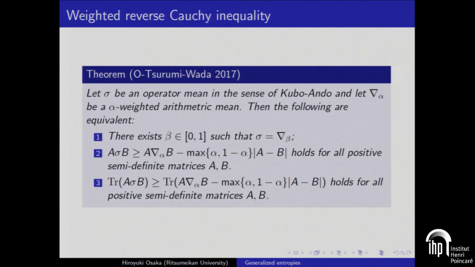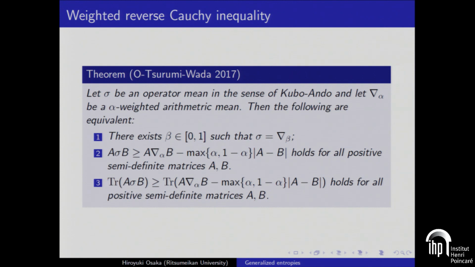But we explained, we cleared up the situation like this one. Tsurumi is my student, and he stayed at IHP for maybe 3 months until the end of December, middle of December. So you may ask him about this theorem if you are interested. Wada is a professor, and when alpha is half, this is a question by Furuichi. If this inequality holds for any positive operators, this means that this sigma is the weighted arithmetic mean. This is the answer. That's why, for the geometric mean case, there should be a counterexample.